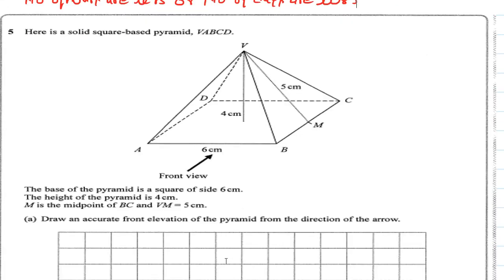Here is a square base pyramid VABCD. The base of the pyramid is a square of side 6 centimeter. So this is 6 and this is 6. So this is a square base of side 6 centimeter, and the height of the pyramid is 4 centimeters. So this is height. So our height is 4 centimeter.